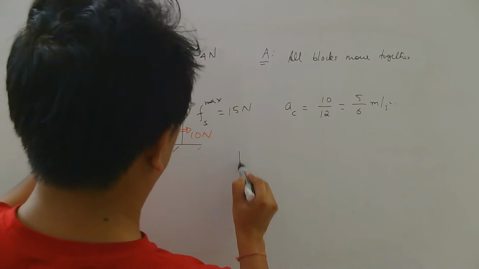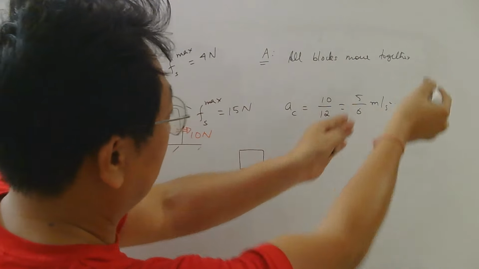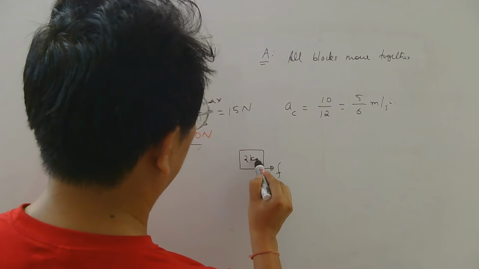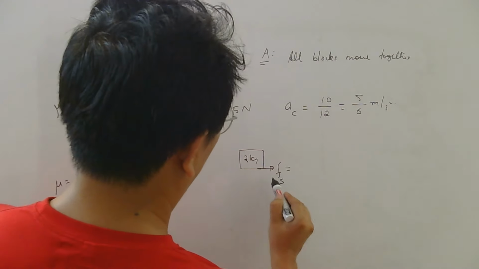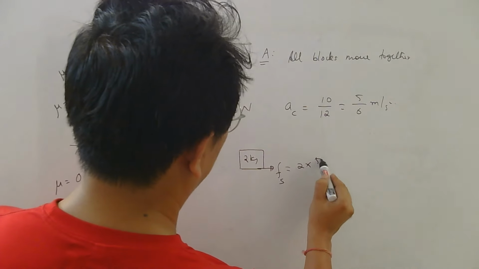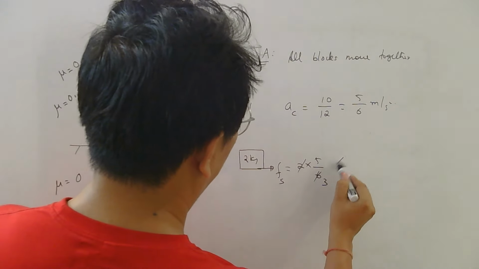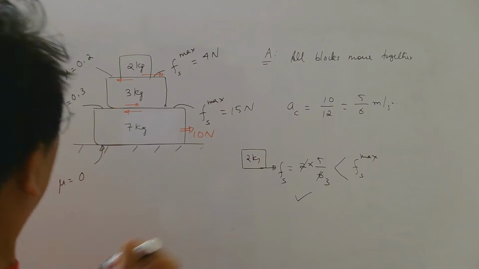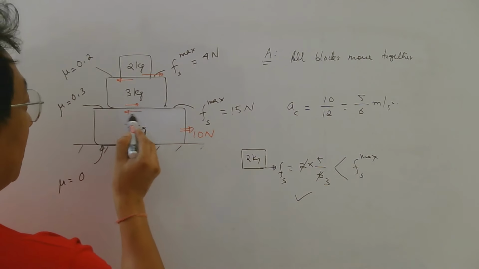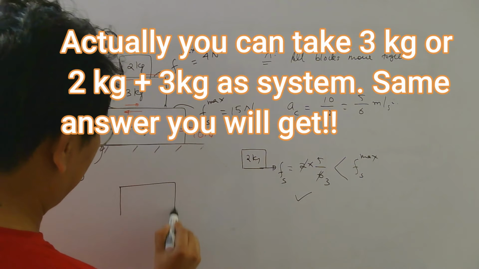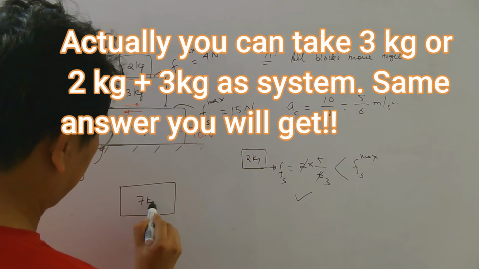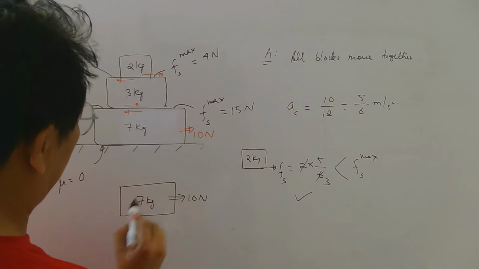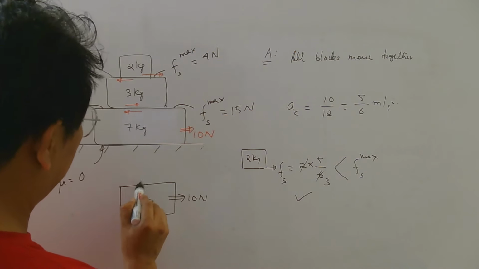Now for 2 kg, if they are moving together, somebody has to provide this. So that will come from friction only, this friction. Static we are assuming, which is 2 into 5 by 6, 2 by 3. Already I told this is possible, right? So this is possible. Now to check the friction here, it is better to take 7 kg as the system. Then here 10 Newton, and friction here would be this side.